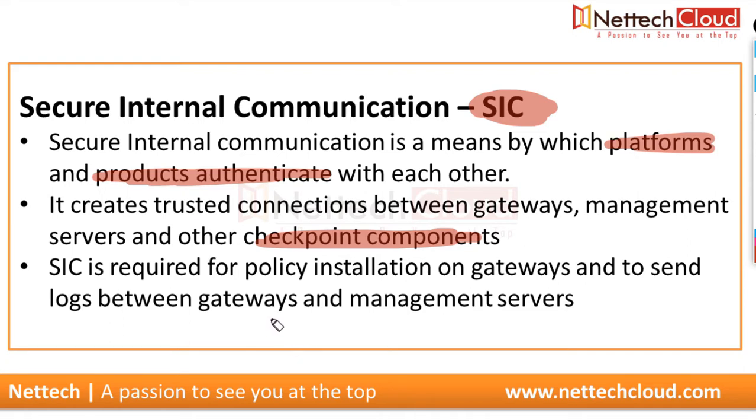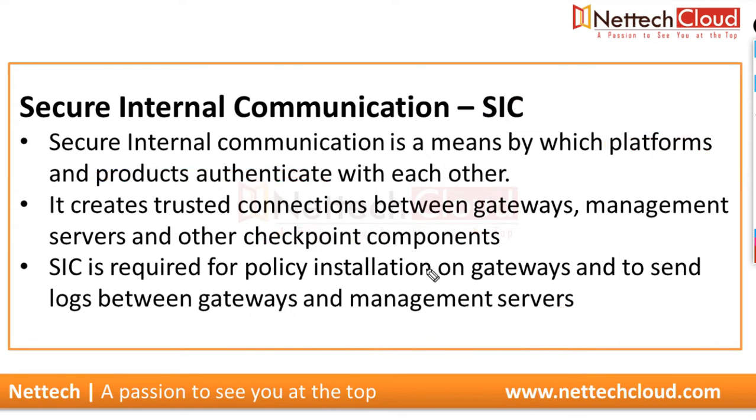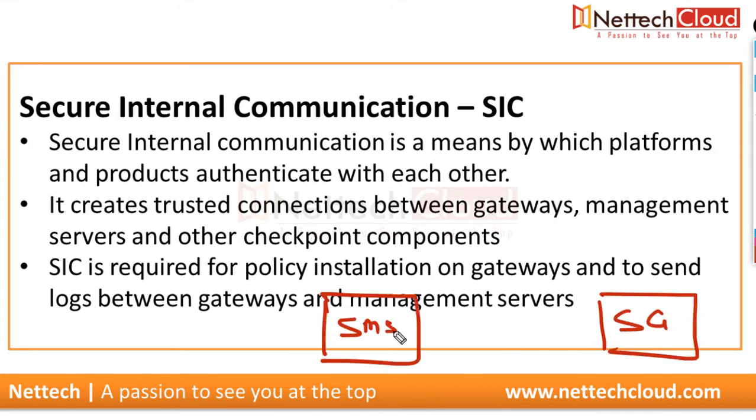And the communication ports used here: for SIC and policy installation it is TCP 18191, and for logging it is TCP 257. So secure communication means that between my security gateway, SG, and SMS, a trust relationship and an encrypted secure channel is created to provide security in the first place, right?